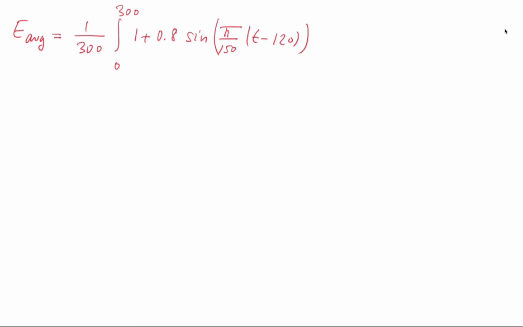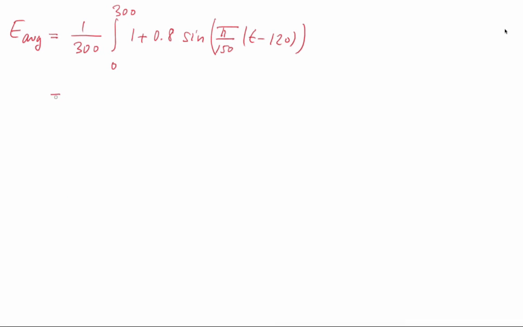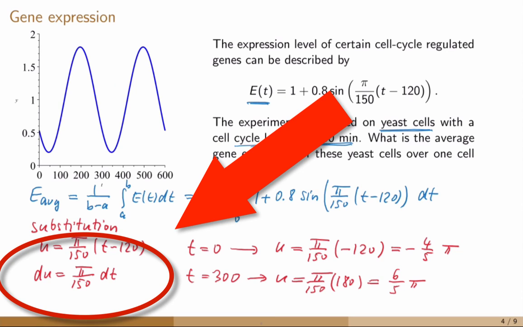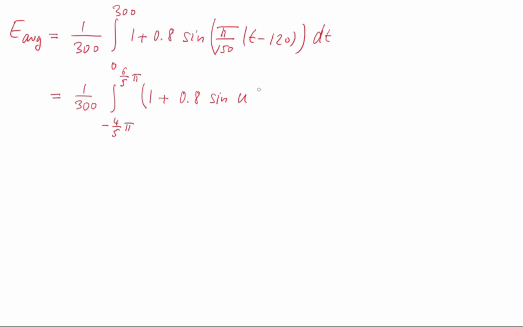So here's the formula again, and I sub in what we just substituted. So then we have 1 over 300. The lower limit became minus 4/5 pi. The upper limit was 6/5 pi. And then the 1 stays, the 0.8 stays, the sine stays, but inside the sine we have u. dt is right here, so dt is 150 divided by pi. So then this times 150 divided by pi du.